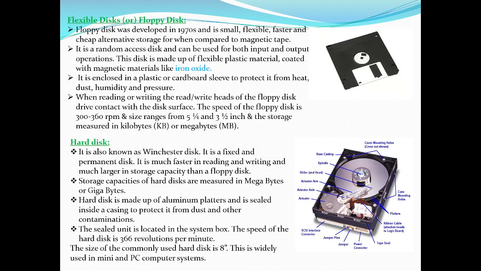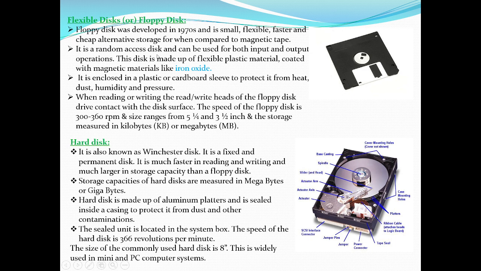And let us move to the next type, that is floppy disk. Floppy disks were used in the 1970s, and they are small, flexible, faster and cheap alternative storage when compared to magnetic tapes. Just like a pen drive, we used to insert these floppy disks into the floppy drive to read and write the content. It is a random access disk, that is, it's not serial. Randomly you can access the data from this disk.